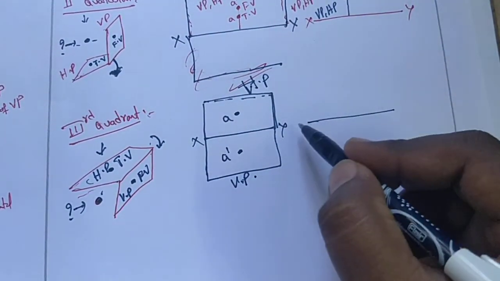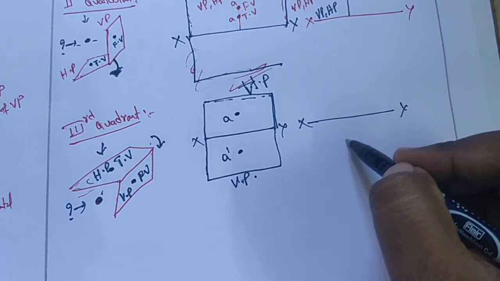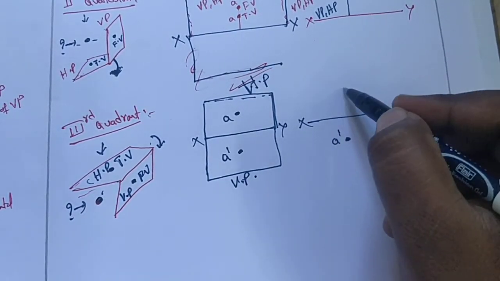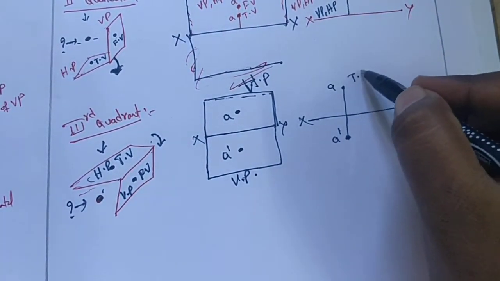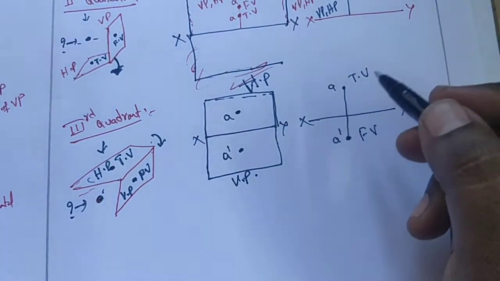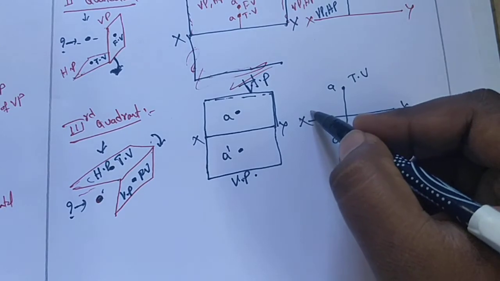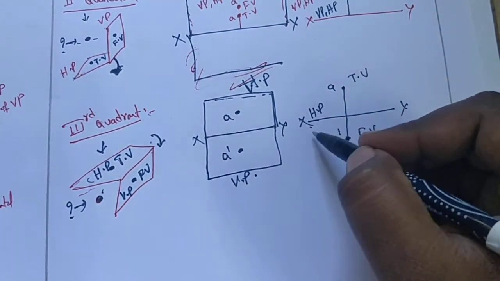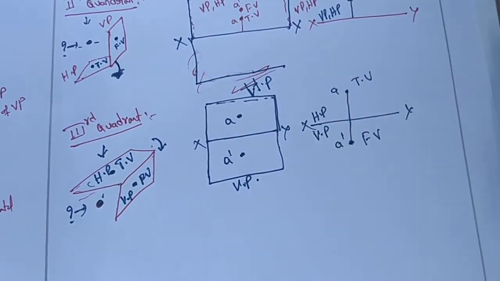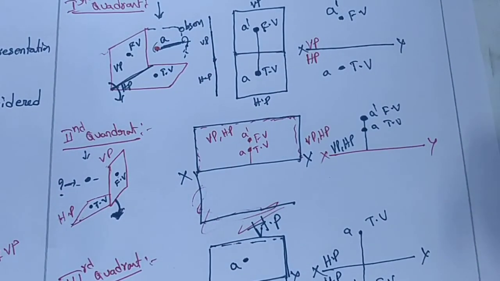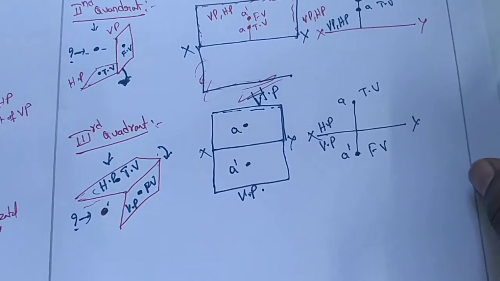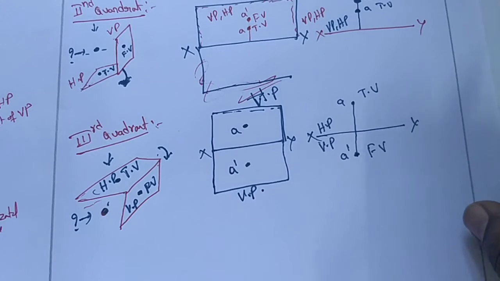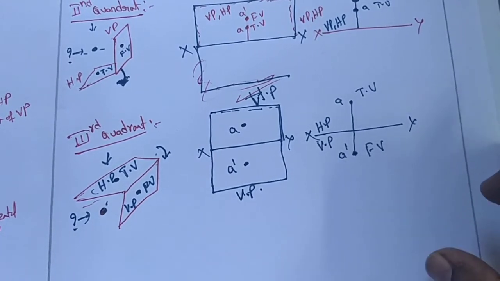We can draw like this also. XY, it is the front view and it is the top view. In the third quadrant, above the reference line it is HP and below the baseline it is VP. It is reversed to the first quadrant. In the first quadrant, above XY is VP, below XY is HP. In the second quadrant, both VP and HP are above the reference line. In the third quadrant, the horizontal plane is above XY and the vertical plane is below XY.